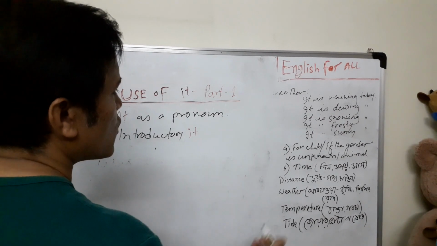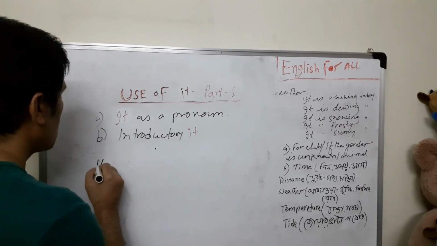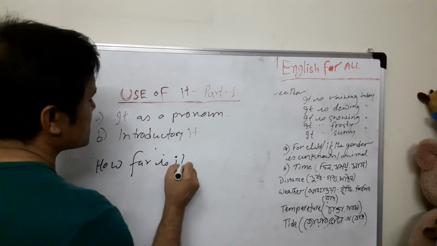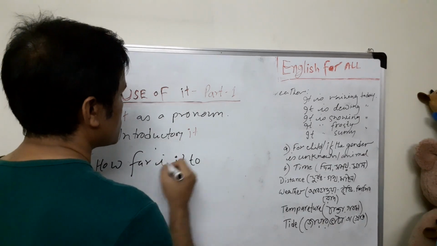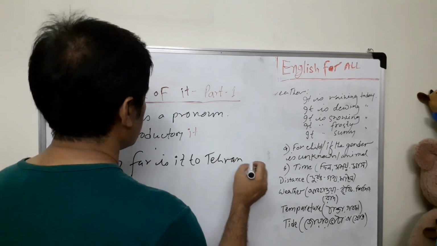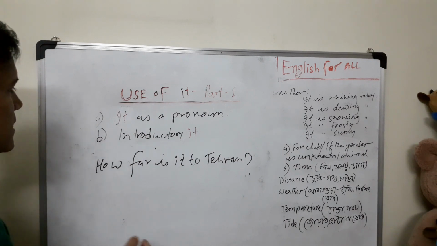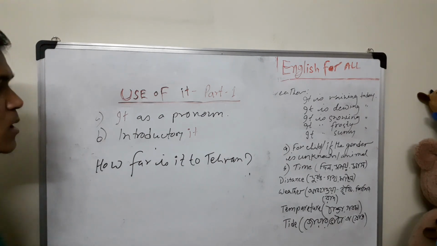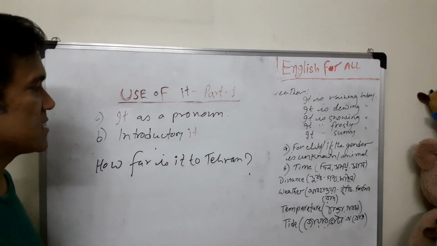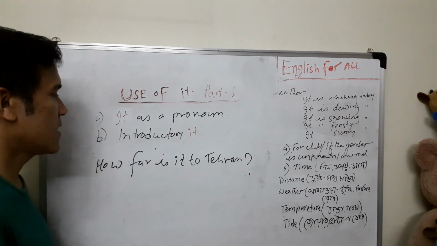Then to know about distance, like how far is it to, like, Tehran? Tehran কত দূর? Like it is 1200 kilometers. It is 1000 kilometers from Bangladesh, like this. Or more than, say, 5000 kilometers, maybe.